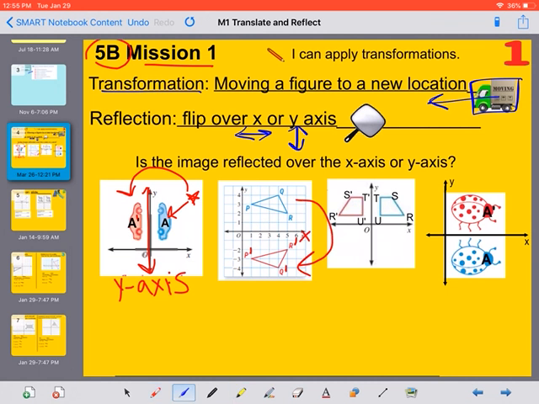As you can see, this point here, R, is 1, 2 away from the x-axis, and this point, the new R, is 2 away on the other side. Same thing here, P is 1, 2, 3 up, but now it's 3 down. So this is reflected over the x-axis.